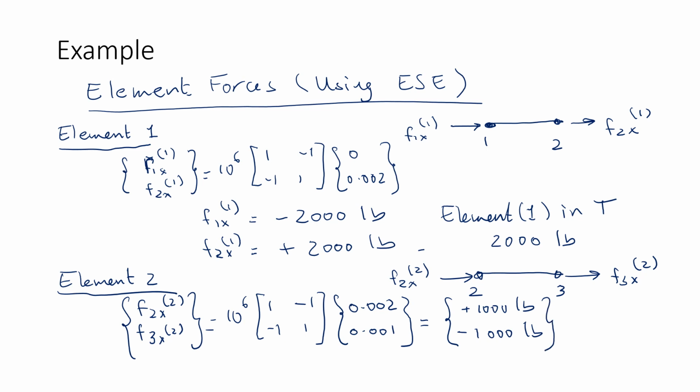If the force at the start node is positive, it's pushing, going in the positive x direction, it's pushing node 2, and F3x is in the negative direction, it's pushing node 3, then we can conclude that element 2 or bar 2 is in compression of 1,000 pounds.